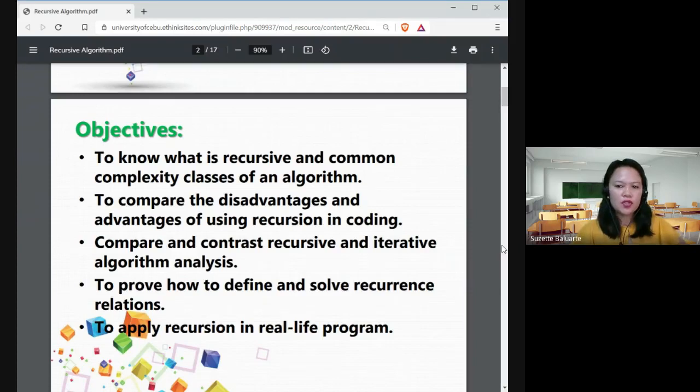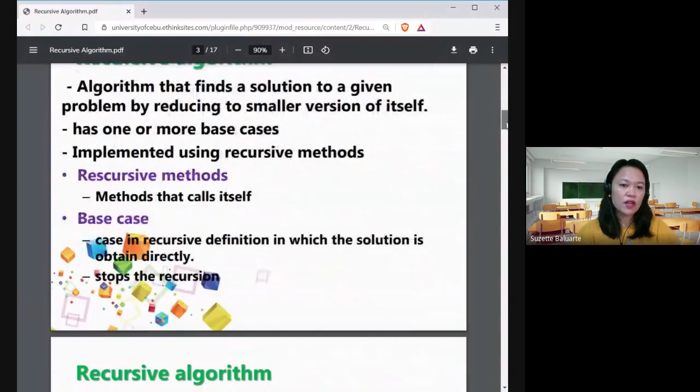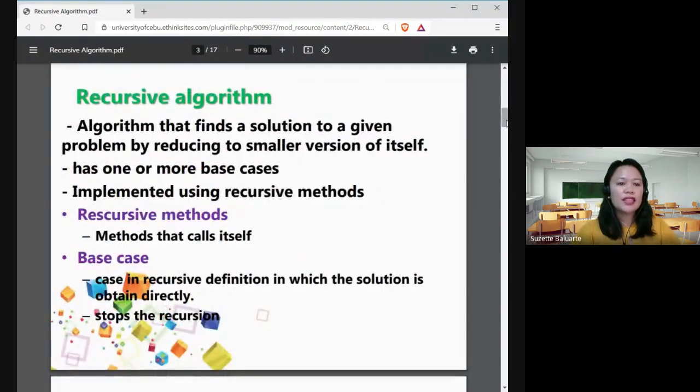Okay, so let's start with: what is a recursive algorithm? It is an algorithm that finds a solution to a given problem by reducing it to a smaller version of itself. It has one or more base cases, and it could be implemented using a recursive method. A recursive method is a method that calls itself.